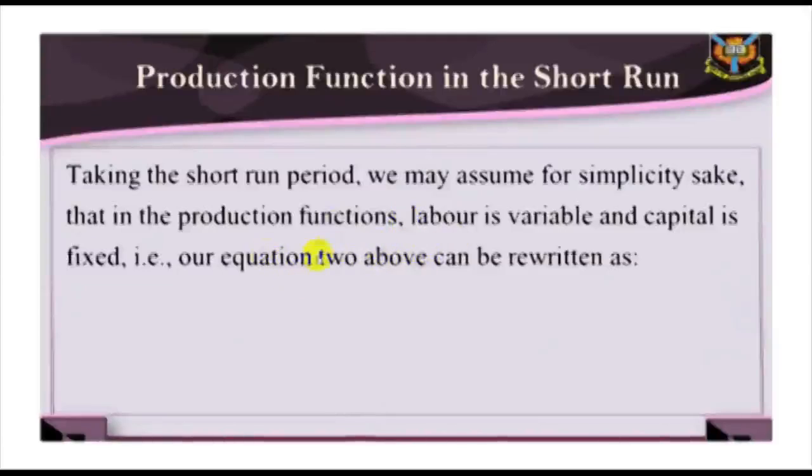In the short run, we assume that only few production factors can be varied, while some others are fixed. On the other hand, in the long run, all production factors are variable. Taking the short run period, we may assume for simplicity's sake that in the production function, labor is varied and capital is fixed.